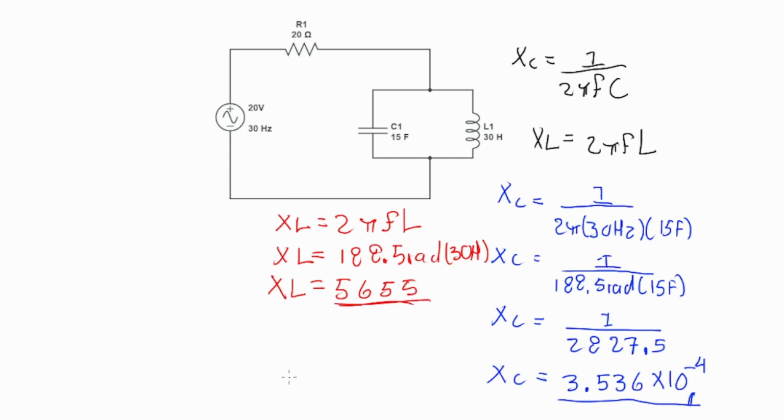Let's write them in the correct way, because this is expressed in ohms. Plus we also need to add the phase angle. So the final values will be 5655 ohms with a phase angle of 90 degrees. I explained in the previous video why the inductor has a phase angle of 90 degrees while the capacitor has a phase angle of minus 90 degrees.